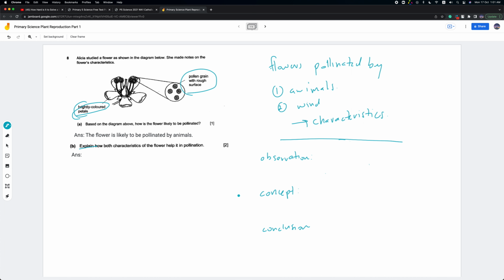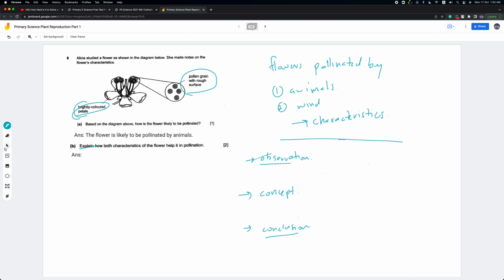Alright, out of all the 3, concept will be the most difficult to master. Observation and conclusion is very simple, especially conclusion, because you're going to lift from the question only. Now, observation also, you use the words that's found in the question. Okay, so for this case, how are we going to answer?